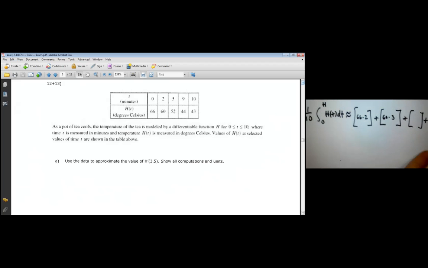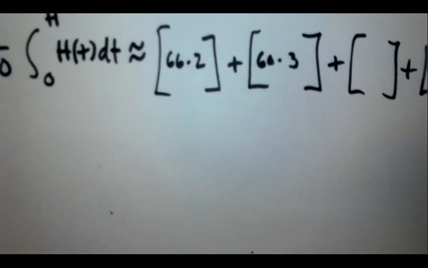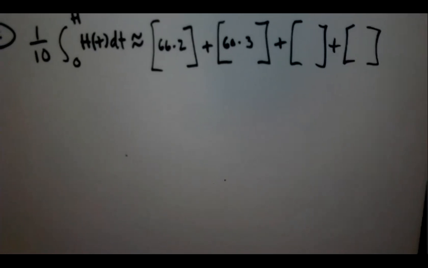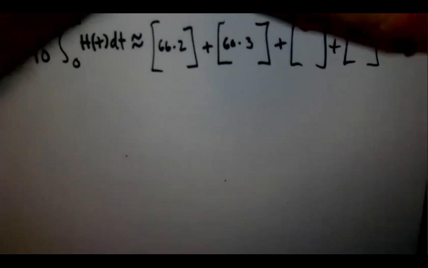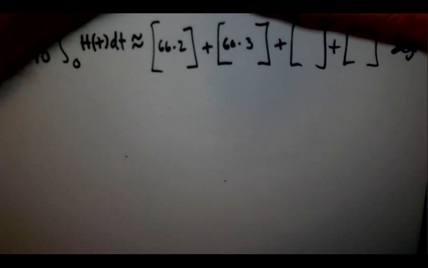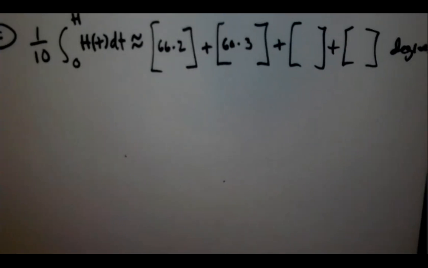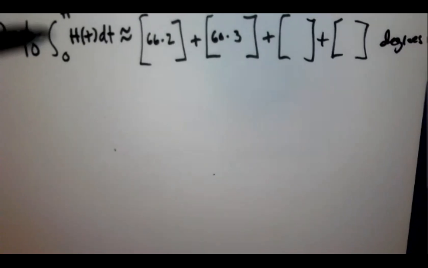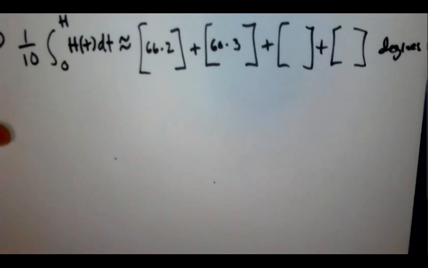Now, what did I forget here? Anybody? What am I missing? The units. I'm okay without the, yeah, units would be okay. Yeah, that's going to be degrees. What else did I miss here mathematically? The explanation. Don't need an explanation.